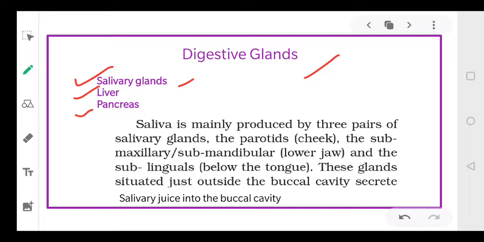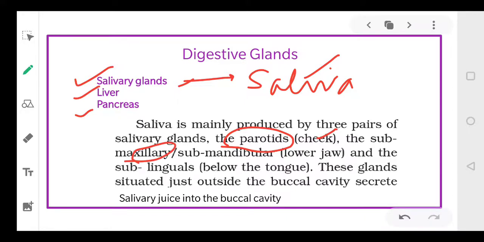We know that salivary glands produce saliva. And this saliva is produced by three glands. One is the parotid gland, which is present in the cheeks. Second is the submaxillary gland. And third is your sublingual gland, which is present below your tongue. All these three together make up the saliva, and this saliva is then released into the buccal cavity.